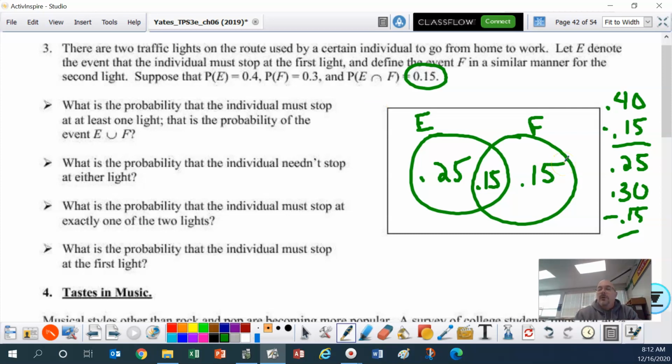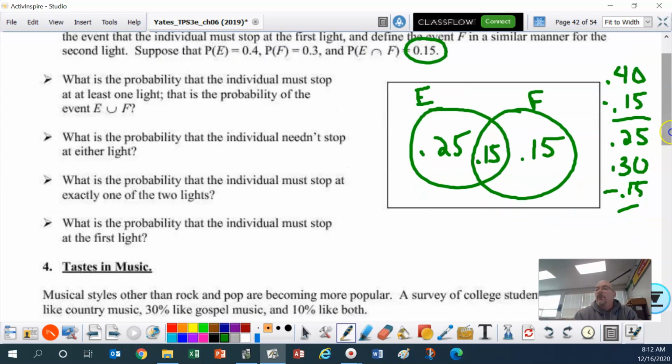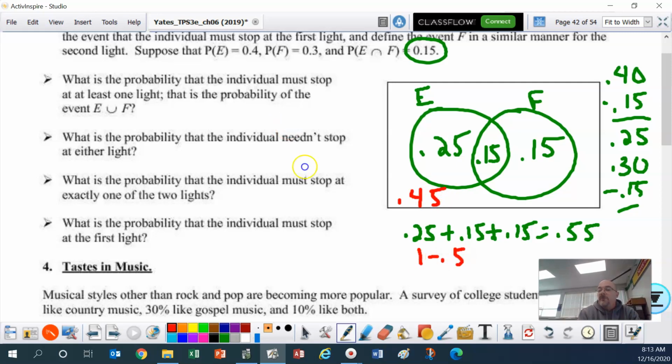All right, what's left over for the rest of that Venn diagram? I'm just going to do this real quick. I'm going to add these 3 together. And that's going to be 0.55. So what's left over? What's the complement? That would be 0.45, right? 1 minus the 0.55 gives us what's left over.